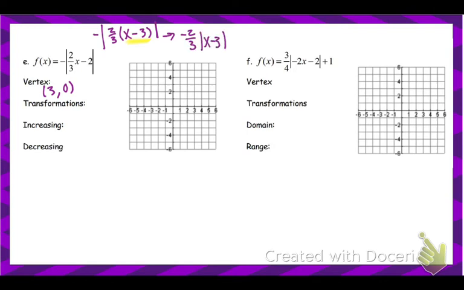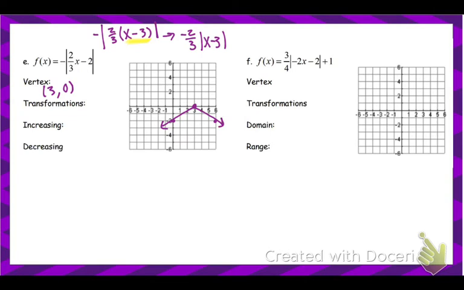And then we'll go ahead and graph it. So my vertex is (3, 0), and my slope is negative 2/3. So down 2 and over 3, reflected on the other side. And I get my graph.